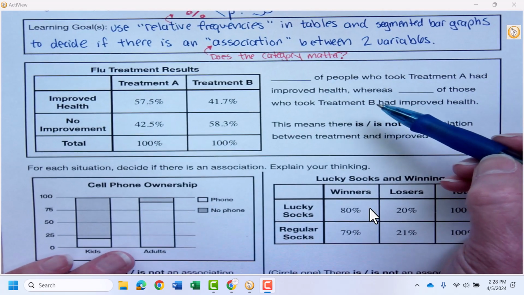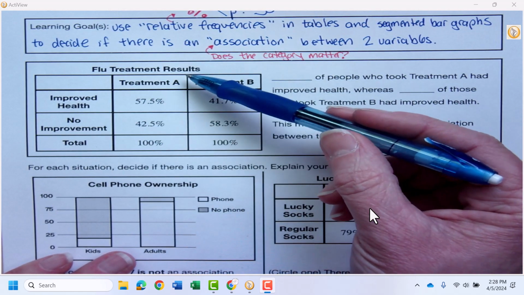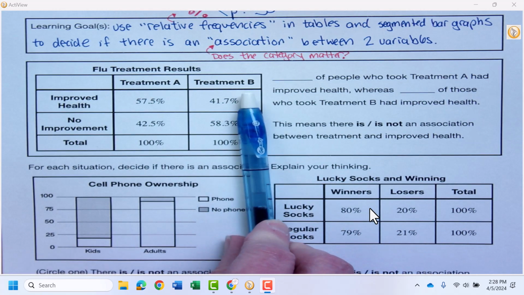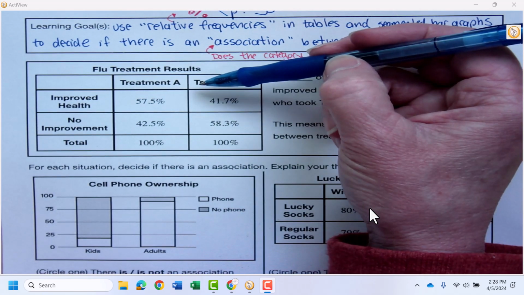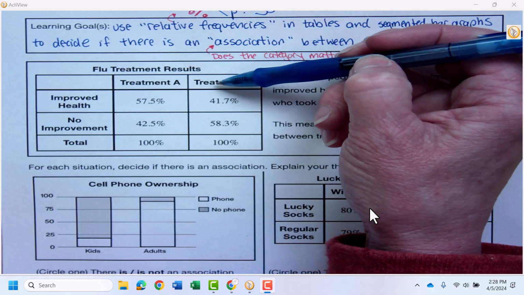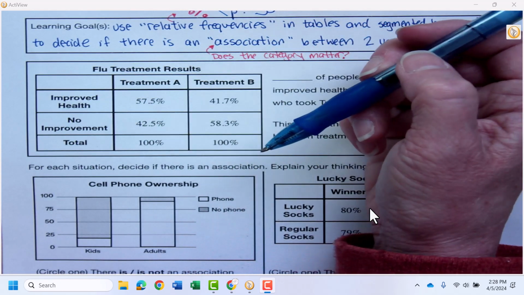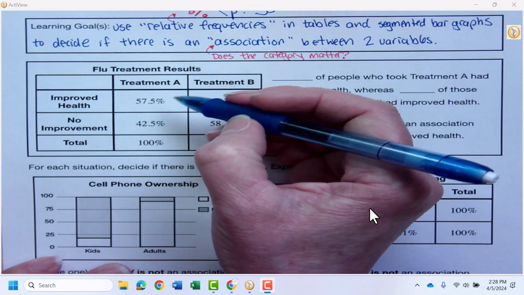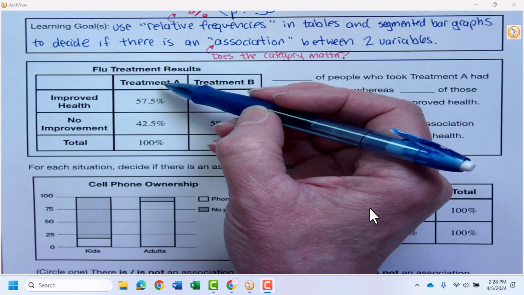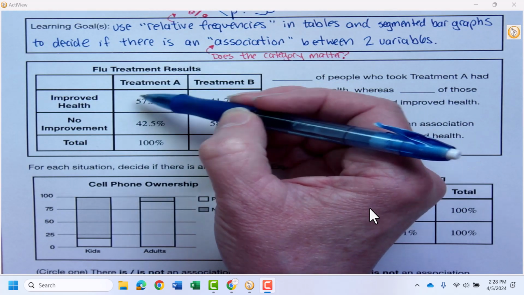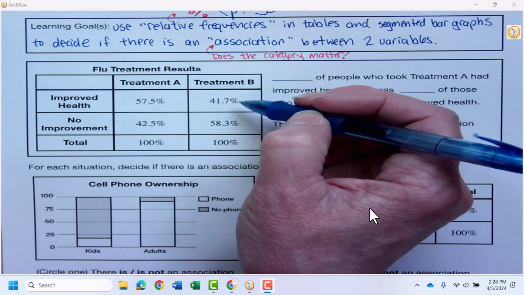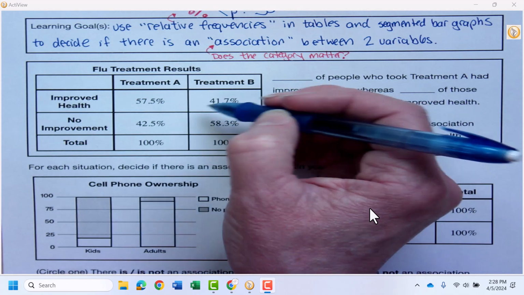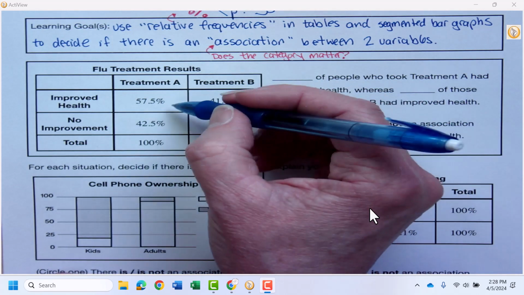So we're going to be looking at this data that's about flu treatment results. There's people who got treatment A and people who got treatment B. Is there an association between which treatment that you had and whether you had any improved health? Now, as I'm looking through this data, the people who got treatment A, 57% of them had improved health, where people with treatment B, only about 41.7% had improved health. And that's a pretty significant difference.